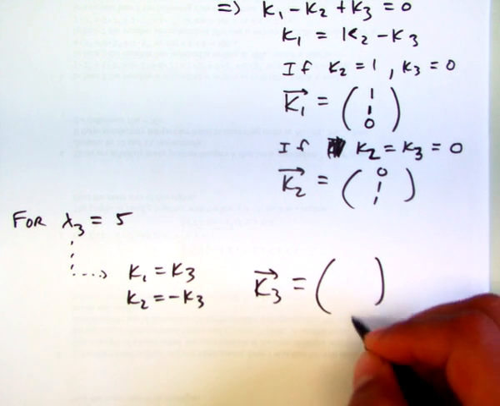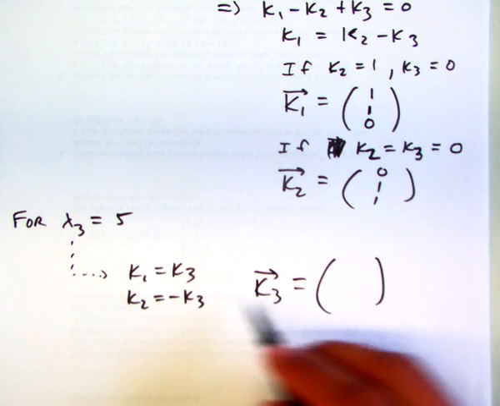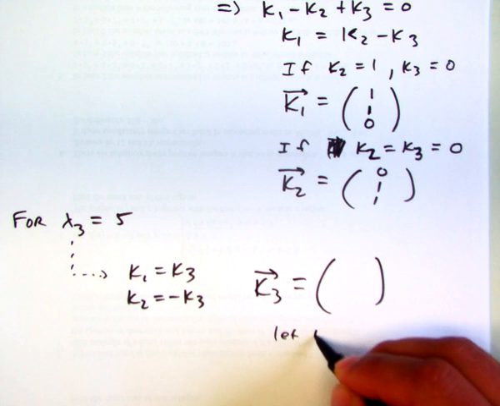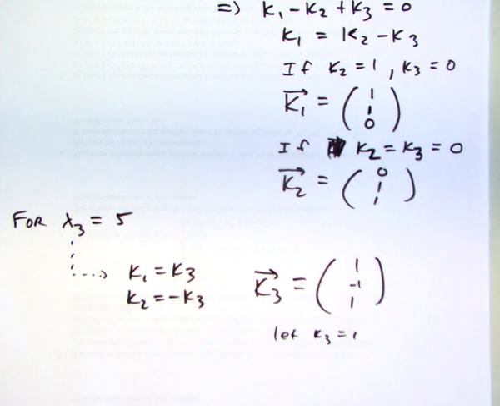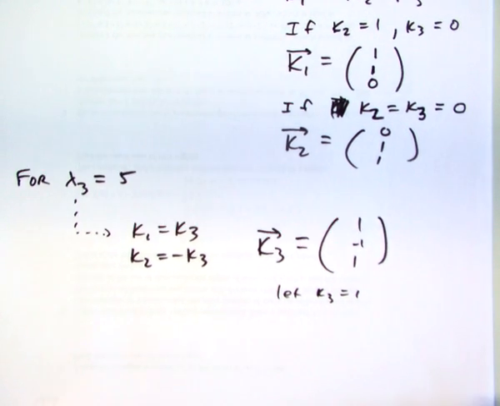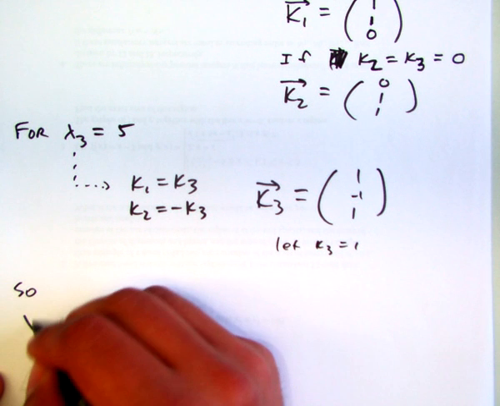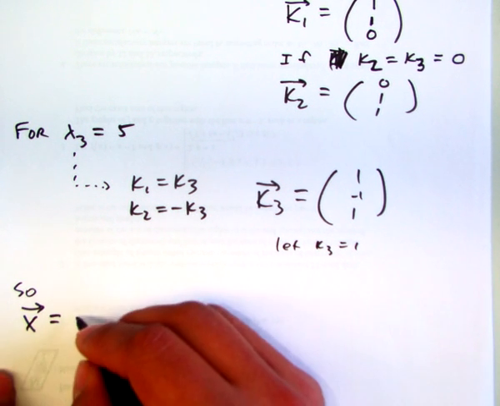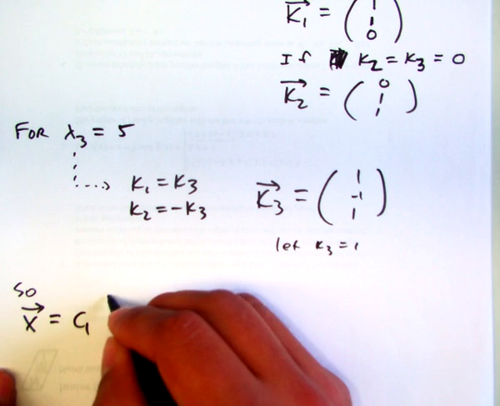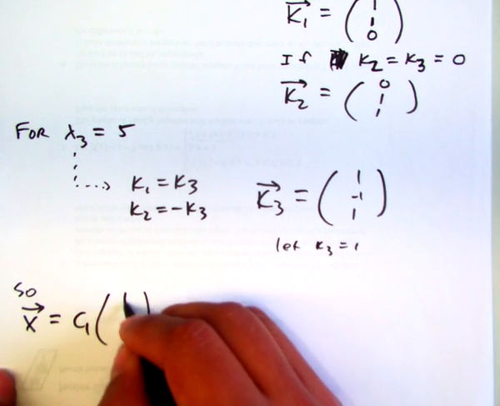if I just let k3 equal 1, I get 1, negative 1, 1. Okay? So then the solution for this example, which we kind of didn't work completely through, but enough to at least give you some insight as to what to do with the problem set for homework.